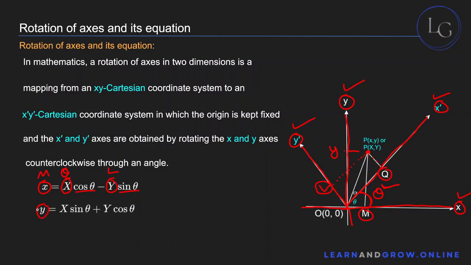Now you need the old y value. Simply you multiply the x value of the new axis, which is q, with sine theta, and you add to that the product of the new y, which is L, into cosine of the same angle theta, and that will give you the old y value, the value of this point in the original axis.